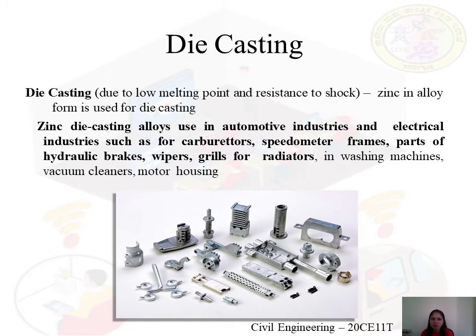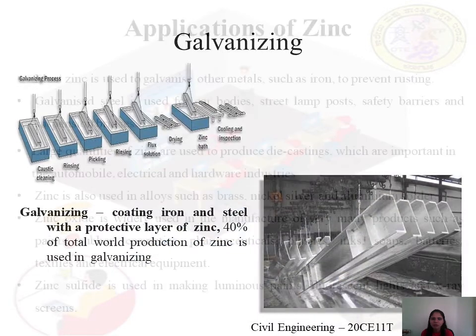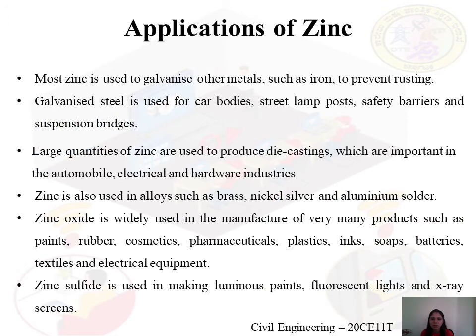Totally, large quantities of zinc are used to produce die castings. Those die castings are important in the automobile, electrical and hardware industries. That is also one of the applications. The next application is that zinc is also used in making alloys such as brass, nickel silver, and aluminum solder.